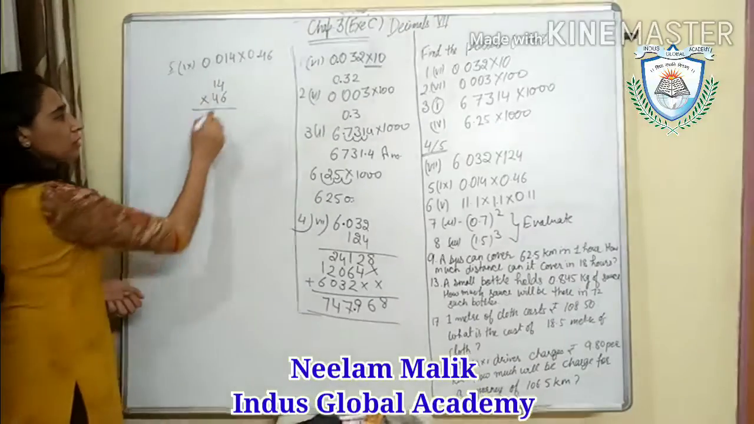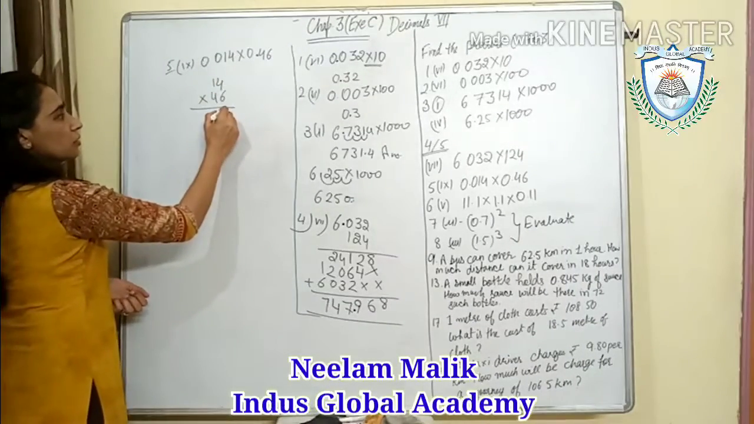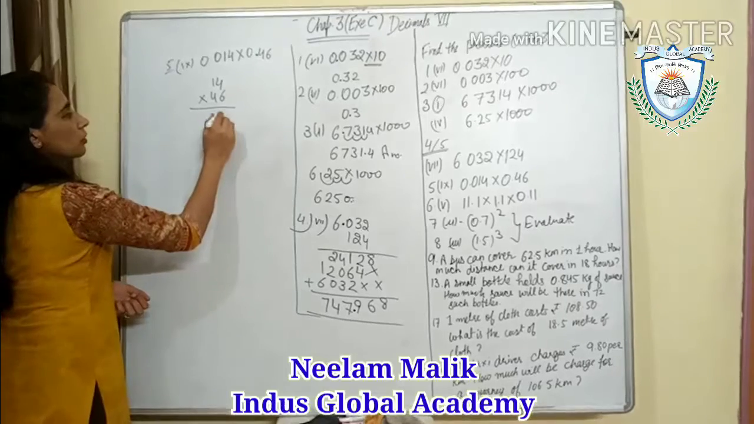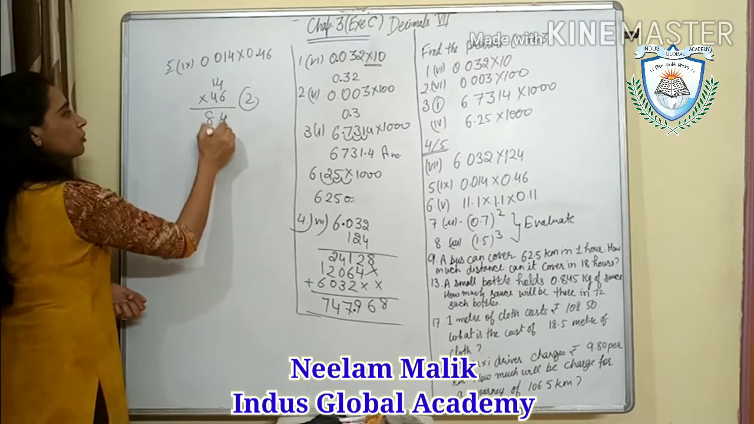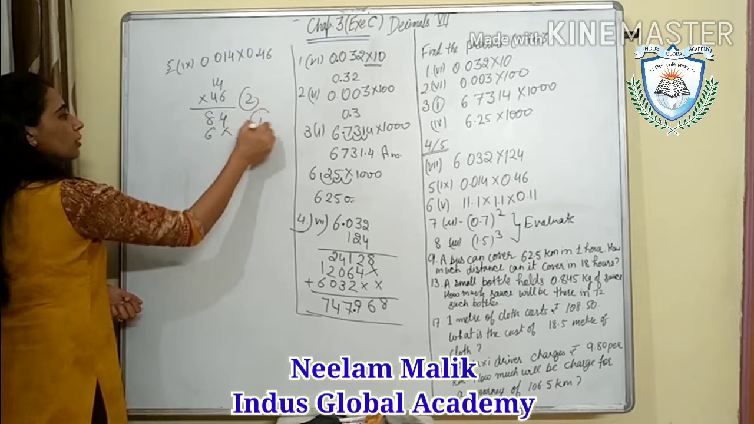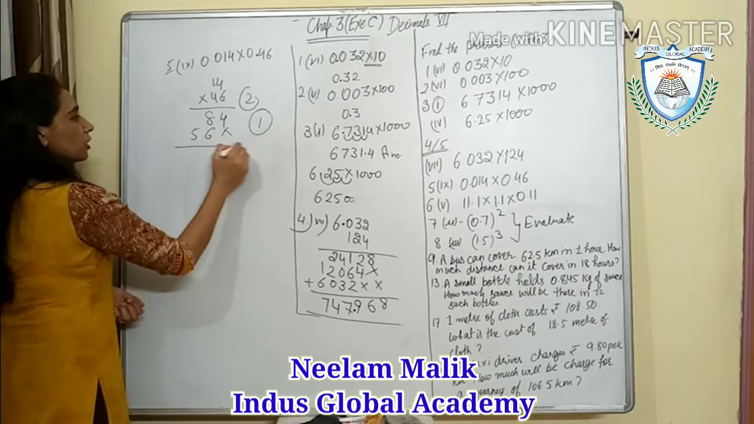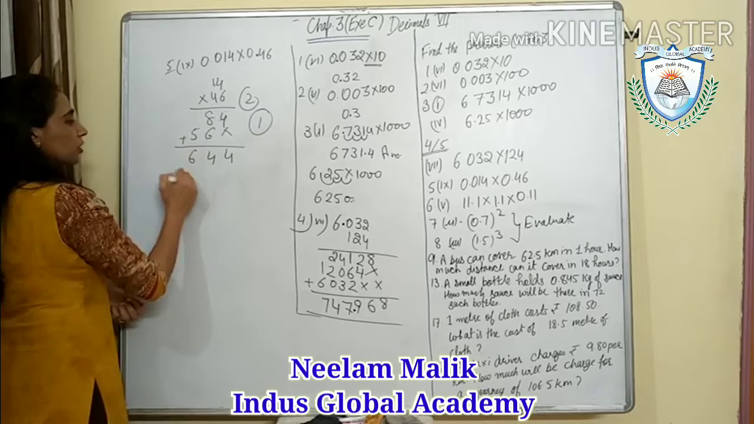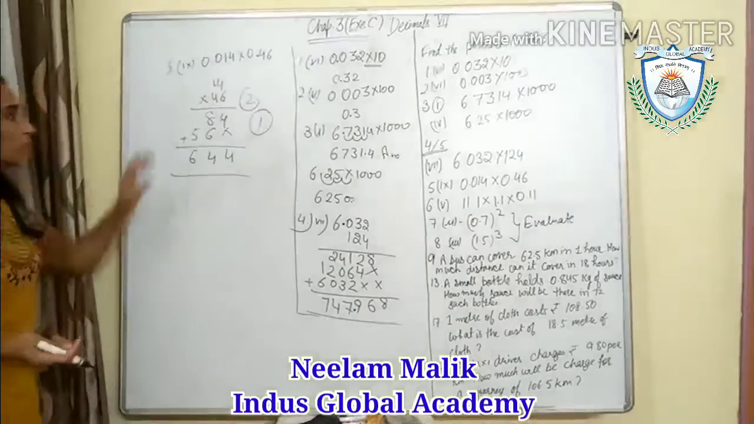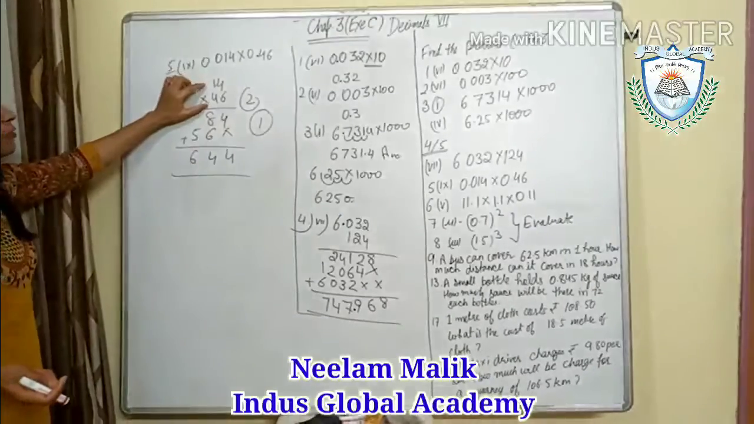6 4s are 24, 2 6s are 12 and 2 makes 14. Here will be 4 4s are 16, 1 plus 4 is 5, and here will be 6. Okay, so what will be our answer? 644. 644 is the multiplication of only 14 and 46.